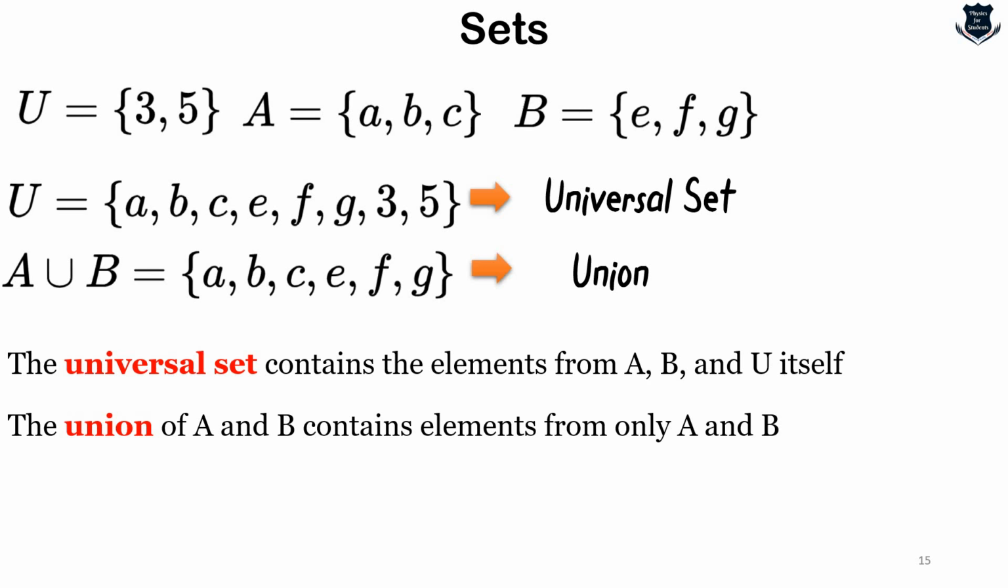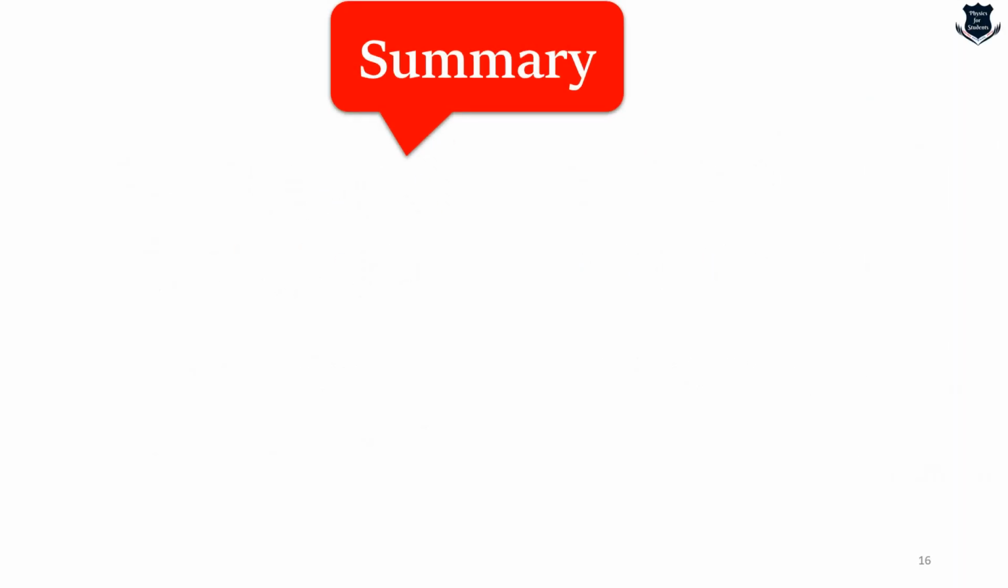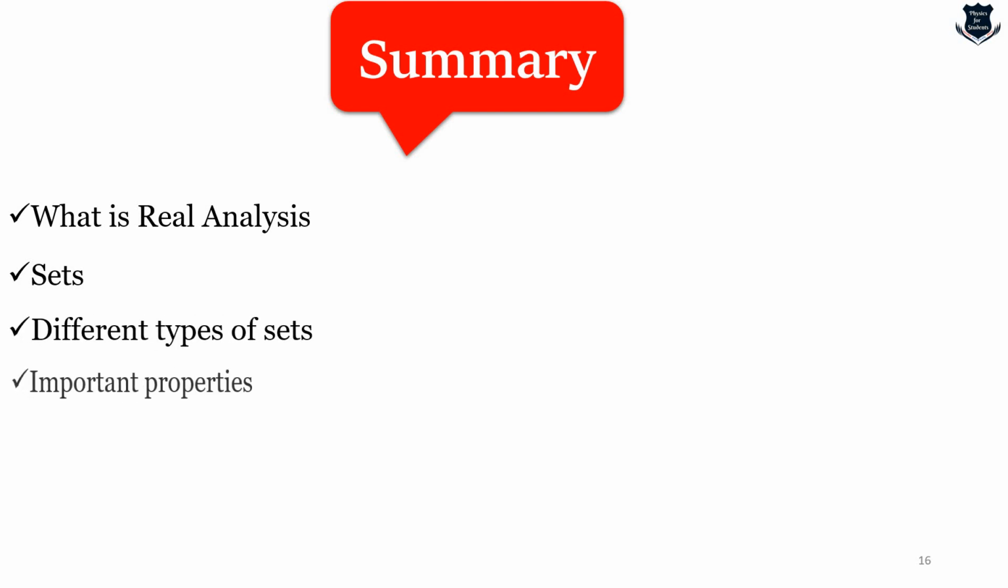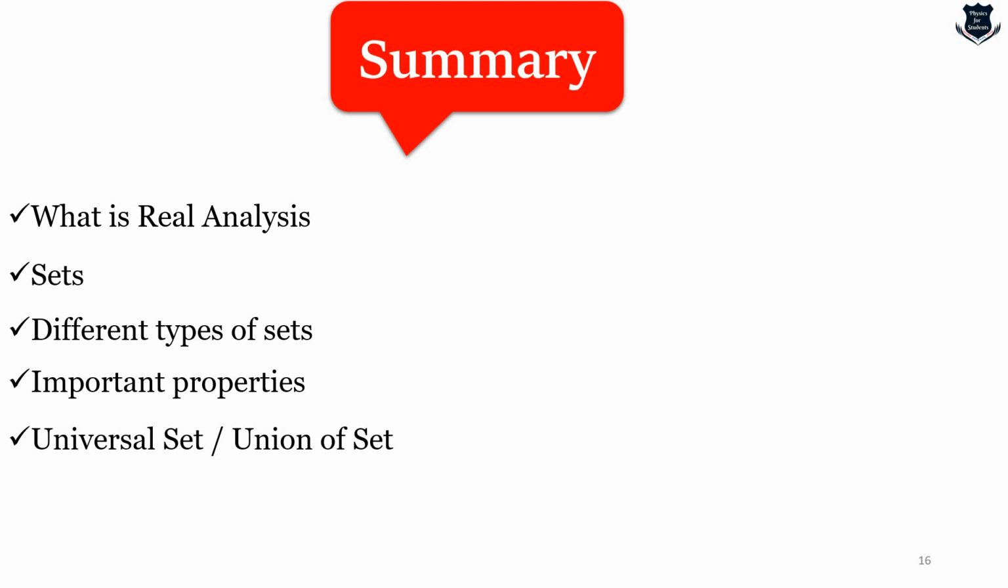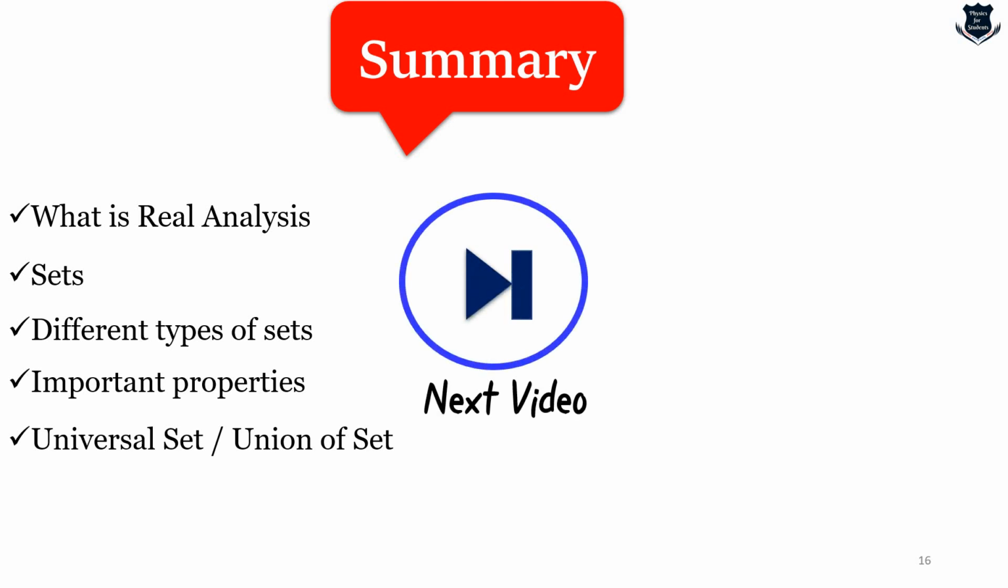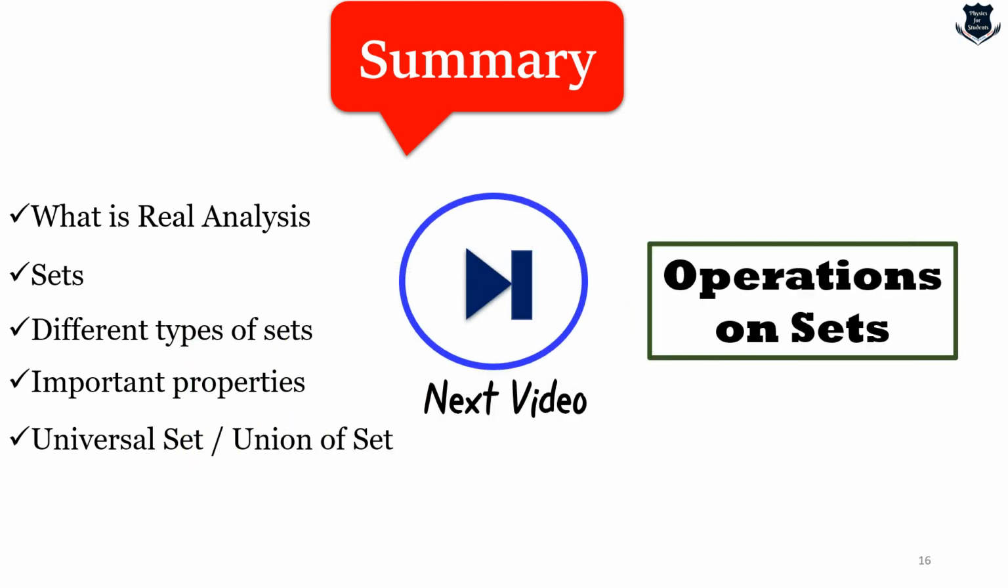So that is a quick understanding about sets. Now we will go to the next video with the mathematics of sets. Let us see what we can summarize. We understood what real analysis is with a quick recap. We understood what sets are, what the different types of sets are, what the important properties of sets are, and we cleared up the confusion between universal set and union of sets. Our next topic for the next video would be operations on sets, and it will take some time because there are a lot of algebraic operations and others. We will divide it slowly into small videos.